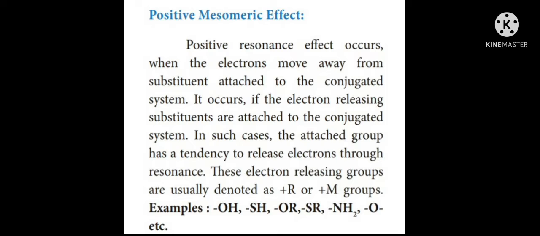This effect occurs when the electrons move away from the substituent attached to the conjugated system. It may occur when electron releasing substituents are attached to the conjugated system, that is, compounds containing double bonds. The electron releasing groups are usually denoted as plus R or plus M groups. The example for plus M effect is given here.